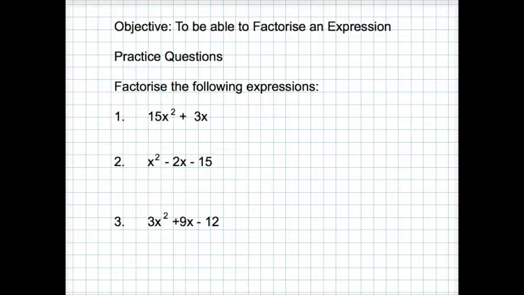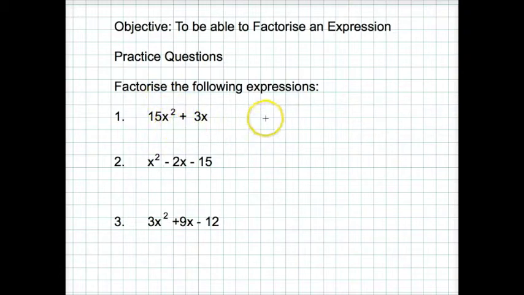Hi, welcome back. Let's now go through these together. Question 1 then. Basic expression here, we've got 2 terms, we're going to factorise this expression. So we've got to look for a factor of both 15x squared and 3x. What occurs in both of those?